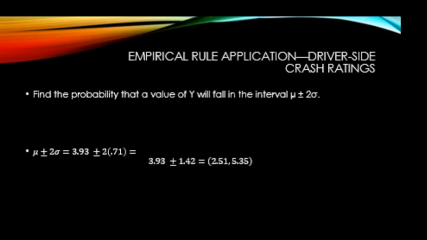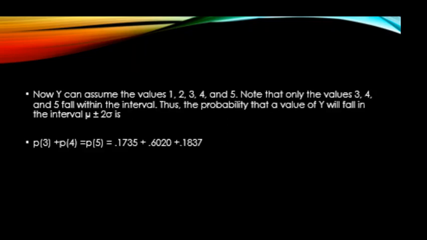Okay, so the probability that a value will fall within mu plus and minus 2 sigma is that it's either 3, 4, or 5. Okay, and we add the probabilities of 3, 4, and 5. So 0.1735 plus 0.6020 plus 0.1837.